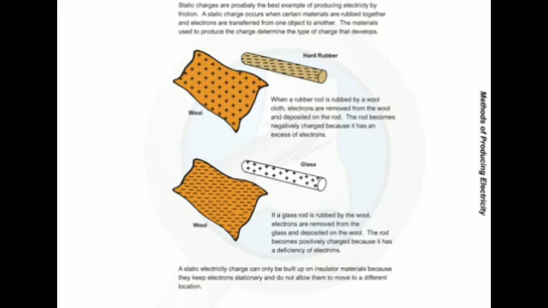A static electricity charge can only be built up on insulator materials because they keep electrons stationary and do not allow them to move to a different location.